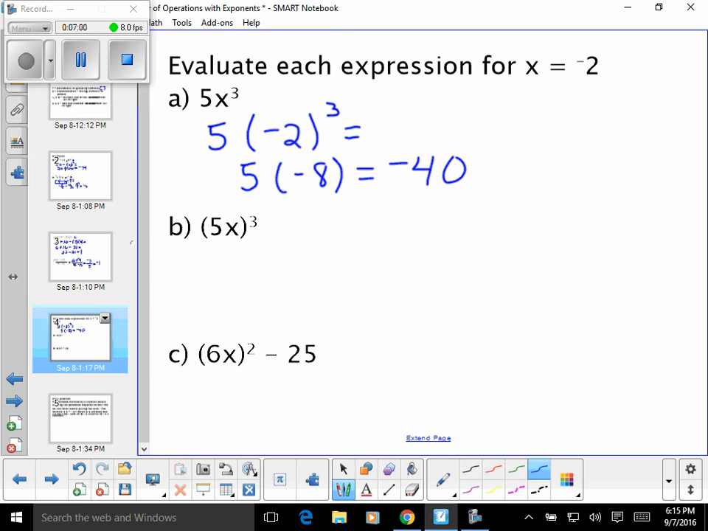In B, we substitute, so we're going to have 5 times negative 2, and then take it to the third power. 5 times negative 2 is going to be negative 10 to the third power. Negative 10 times negative 10 times negative 10. Remember, if we take a negative integer to an odd numbered exponent, our answer will be negative. Negative 10 times negative 10 is 100, and 100 times negative 10 will give us an answer of negative 1,000.